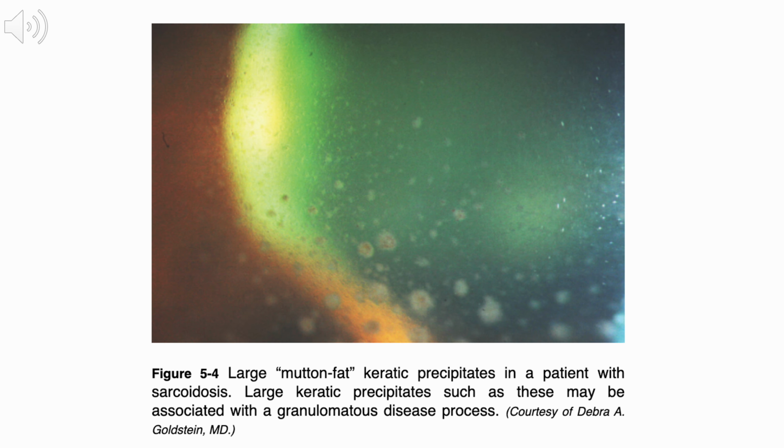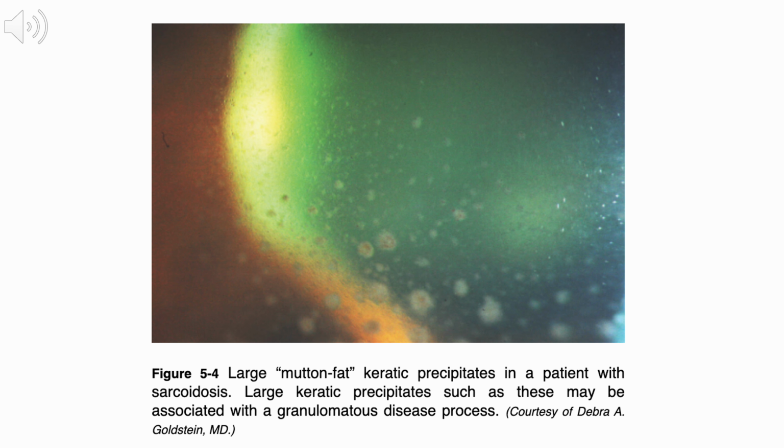Contrast the previous image with this one. Figure 5-4. Large mutton fat KPs in a patient with sarcoidosis. See how much bigger, rounder, and greasier these deposits are. They genuinely resemble globules of fat. Large KPs like these signal a granulomatous disease process.